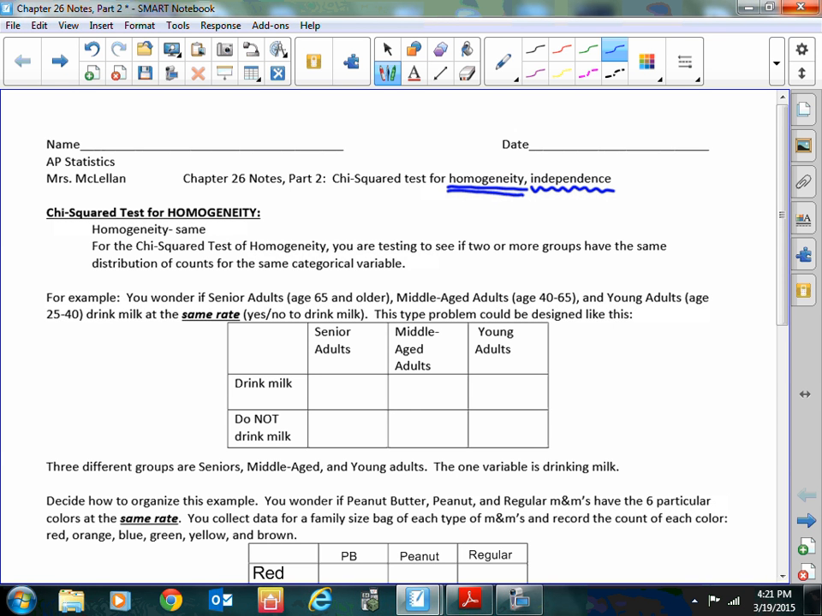So page 10. All right, the chi-squared test for homogeneity is one where we are testing to see if items happen at the same rate. Homogeneity, of course, meaning the same. So groups that are homogeneous are the same. And so for this chi-squared test of homogeneity, you are testing to see if two or more groups have the same distribution of counts, same proportion, for the same categorical variable.